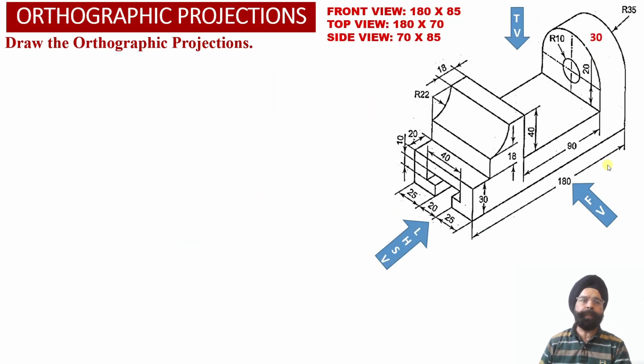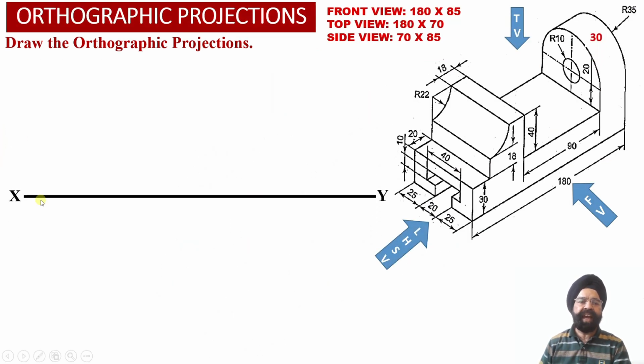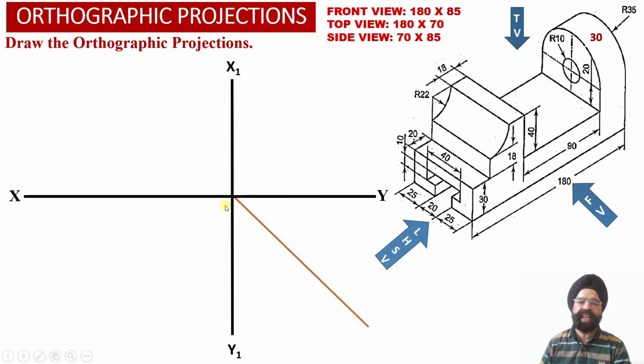Now, in order to obtain the orthographic projections, we have drawn the XY reference line, the X1 Y1 reference line, and a transfer line originating from the intersection of the XY and X1 Y1 reference lines, inclined at an angle of 45 degree with respect to the XY reference line. And this transfer line we are going to require in order to transfer the distances from the top view projections alongside the depth of the solid into the left hand side view projections over here.